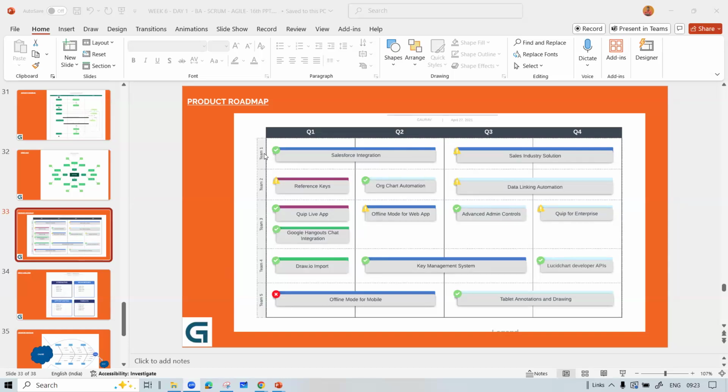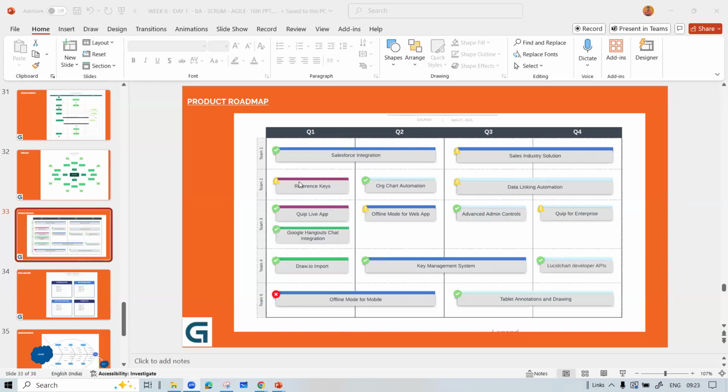When you look at this, how many teams do you see in this picture? Five. That's right. And the entire year, how they will be involved. Say, for example, team one was given the assignment to work on the Salesforce integration part only for quarter one and quarter two. What will happen with the other teams during quarter one and quarter two?